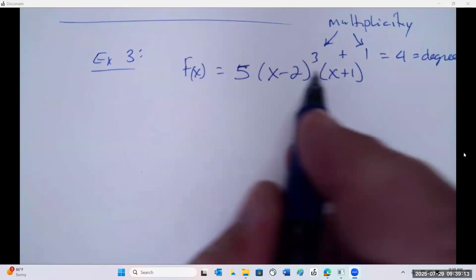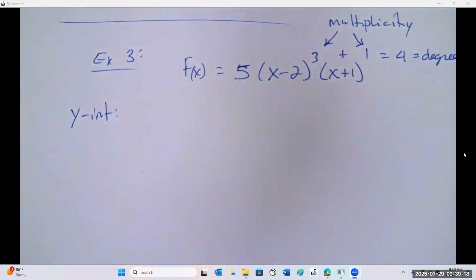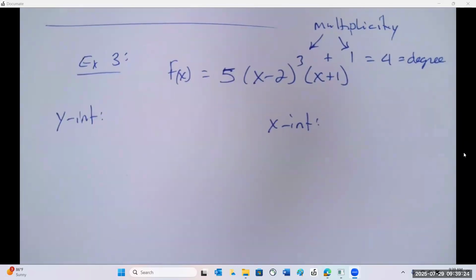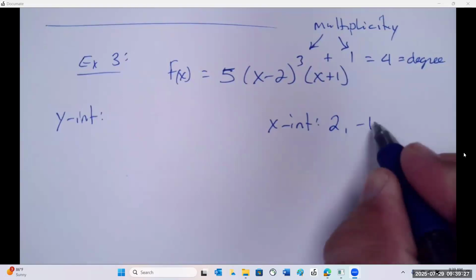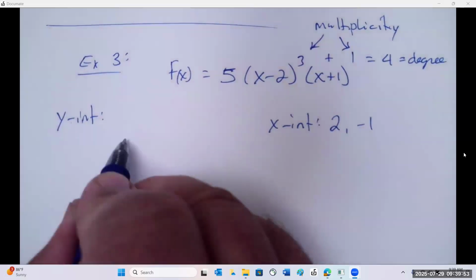So looking at this, what's my y-intercept? We know the x-intercepts already. What are the x-intercepts? 2 and negative 1. We solved those already. What's my y-intercept? This is where it's important. How do you find the y-intercept? What do you do? Set x equal to 0 first. To find the y-intercept, set x equal to 0.